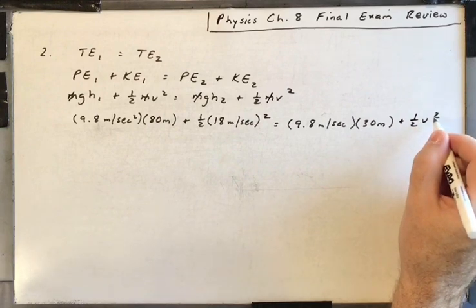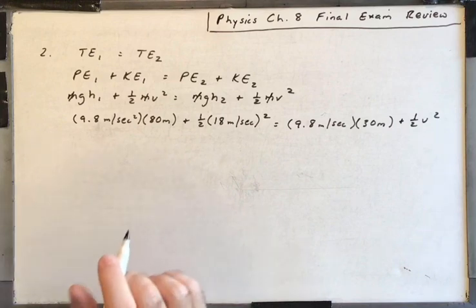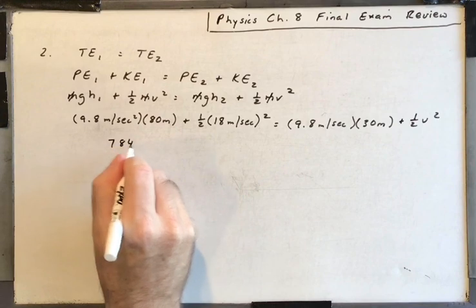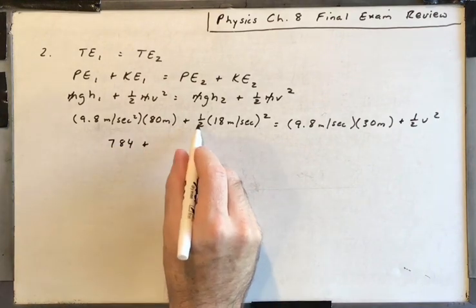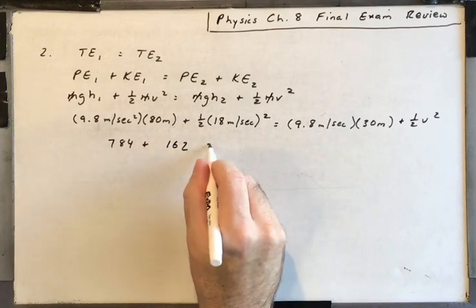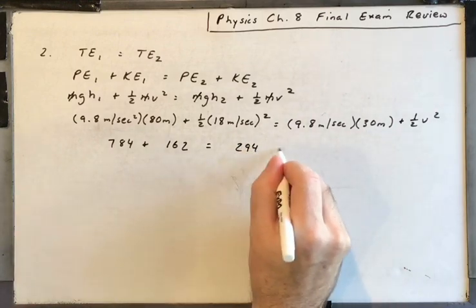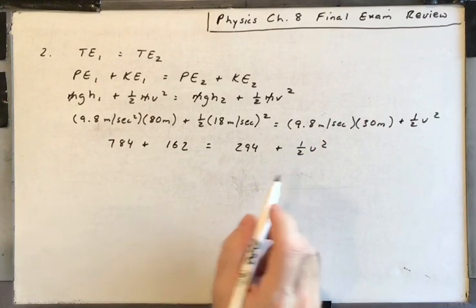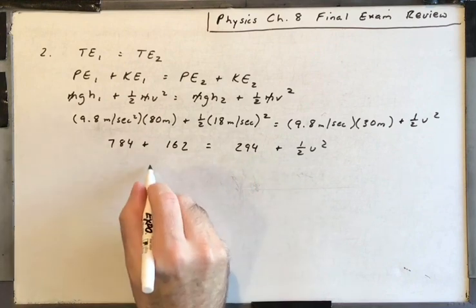Plus 1/2 v squared. We're trying to figure out the speed again, the second speed. Okay, 9.8 times 80. That's going to be 784 plus 1/2 times 18 squared is 162. And that's equal to 9.8 times 30 is 294 plus 1/2 times v squared. All right, if we add those two together, then subtract 294, you get 13.